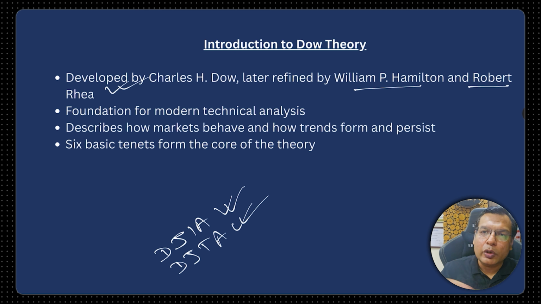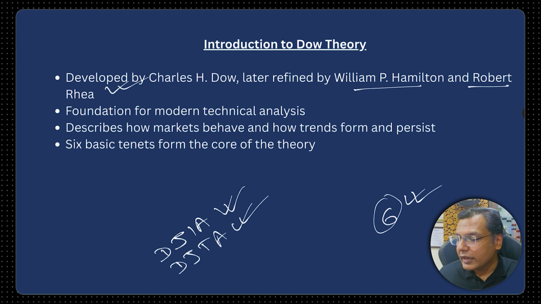From that theory, they came up with 6 tenets. They formalized and arranged it, and came up with 6 tenets on which Dow Theory was formed. Now Dow usually talked about these 6 things in his newsletter, which helped him to time the markets. So this is the foundation of modern technical analysis. As I told you, it is one of the most important tools of modern technical analysis.